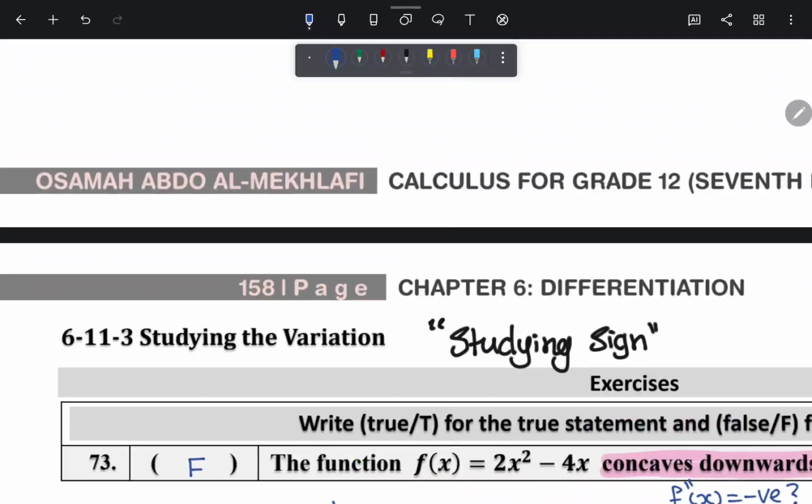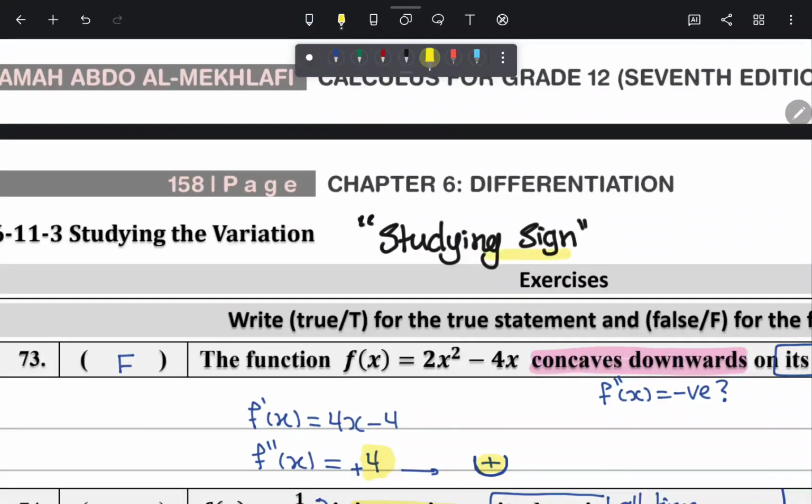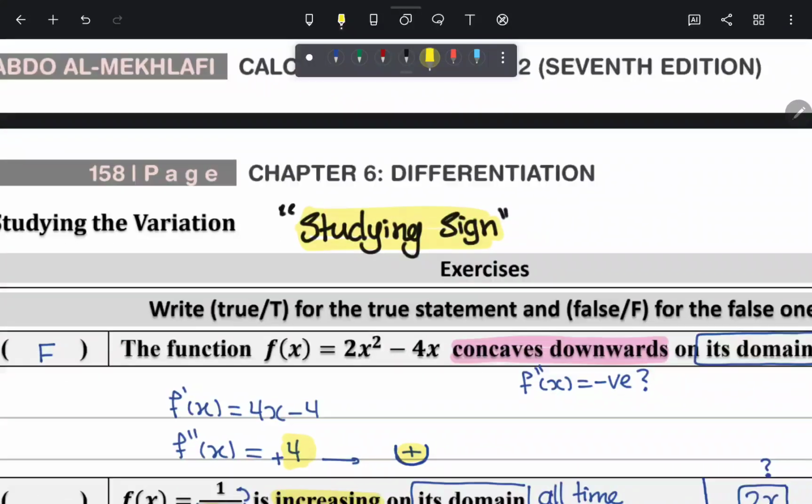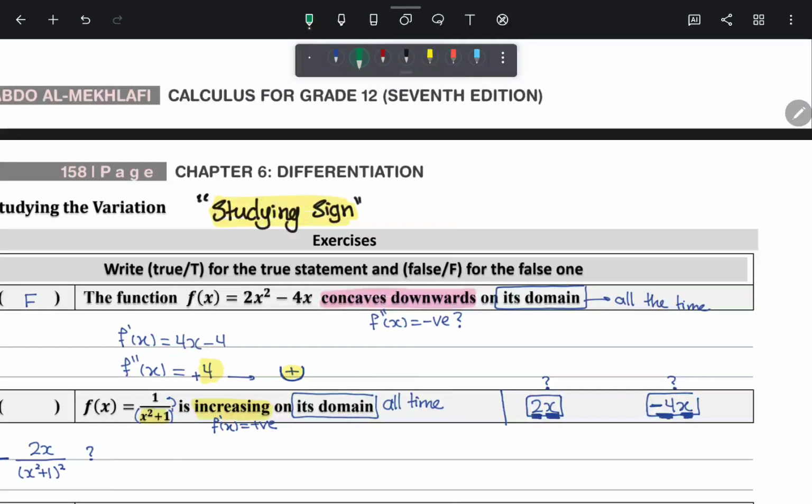So what is the answer? What do we do? We do something called studying sign. What is studying sign? Studying sign is always two steps. The first step: take the expression, whether it is the first derivative or the second derivative, put it equal to 0 and solve for x. The second step: study signs on a number line.